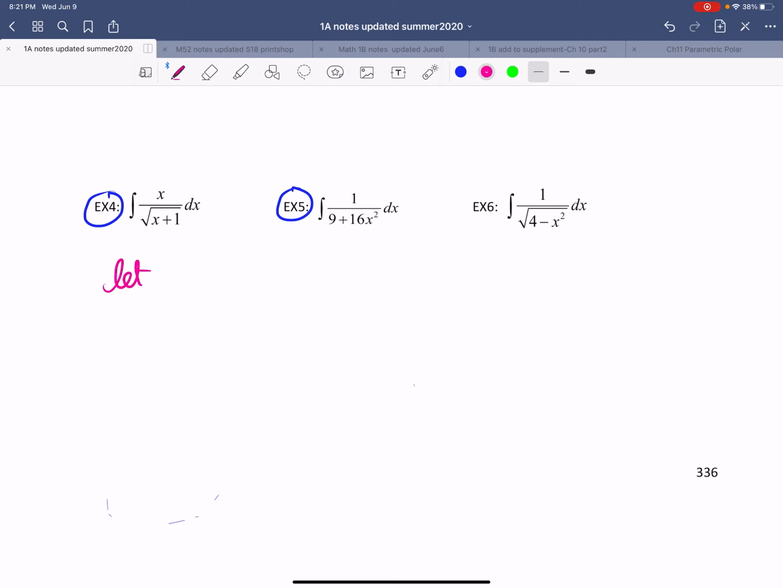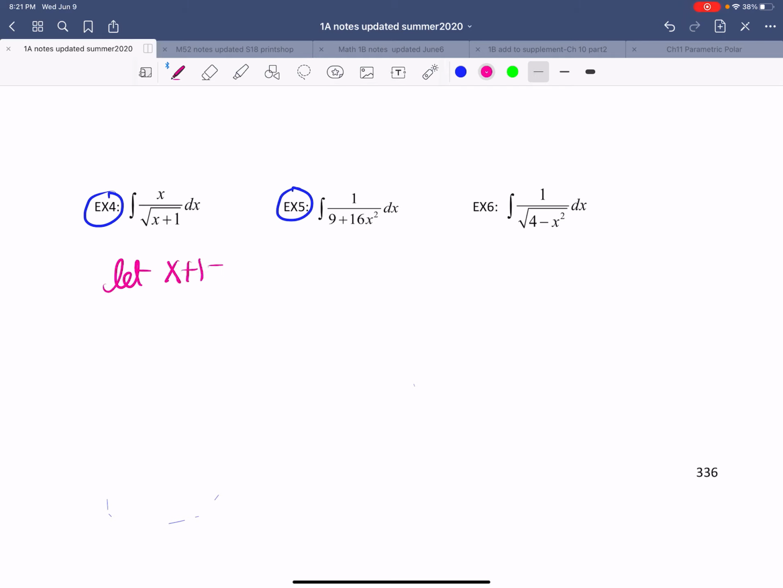So I'm going to go ahead and let x plus 1 be the u, and that would be du over dx equal to 1, and dx would be equal to du. Now looking back at this relationship, I can say x would be equal to u minus 1. So I'm going to write that in the numerator because I do have x in the numerator. So that's u minus 1 over square root of u du. dx is du.